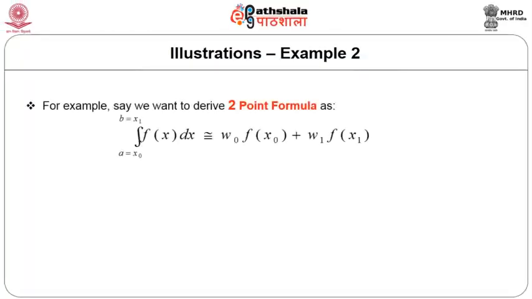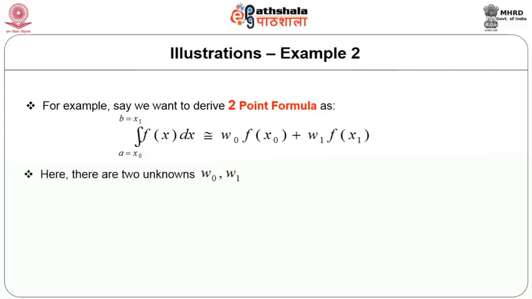For just illustration, for example, let us try to derive the 2-point formula, which should come out to be the trapezoidal rule. The a is x0, b is x1 and the integral a to b f(x) dx equals w0 f(x0) plus w1 f(x1), where x0 and x1 we assume to be known. So, we are now using a different method from what we used in the derivation of the trapezoidal rule, namely the method of undetermined coefficients.